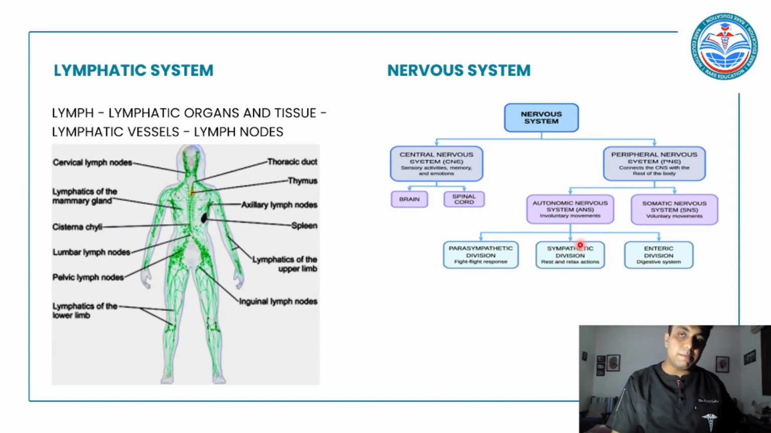And always remember, sympathetic is for fight and flight, and parasympathetic is for rest and relax. Please cut it from here. It is written wrong here. I'm again mentioning there is an error in the diagram. Do not remember it like this. Again, repeating, sympathetic is for flight and fight, and parasympathetic is for rest and relax.